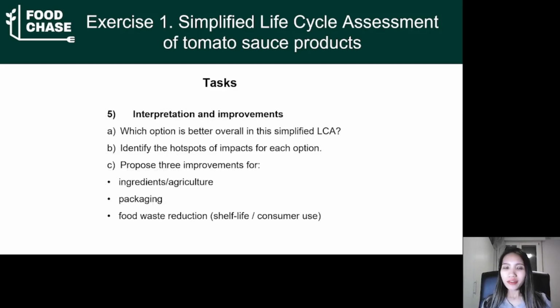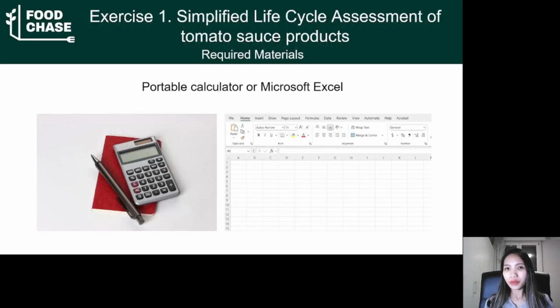The last task is about interpretation and improvement. Which option is better overall in this simplified life cycle assessment? Identify the hotspot of impact for each option and propose three improvements for ingredient, packaging, or food waste reduction, which is about shelf life and consumer use. Since the third and the fourth task require some simple calculation, you will need a portable calculator or Microsoft Excel.